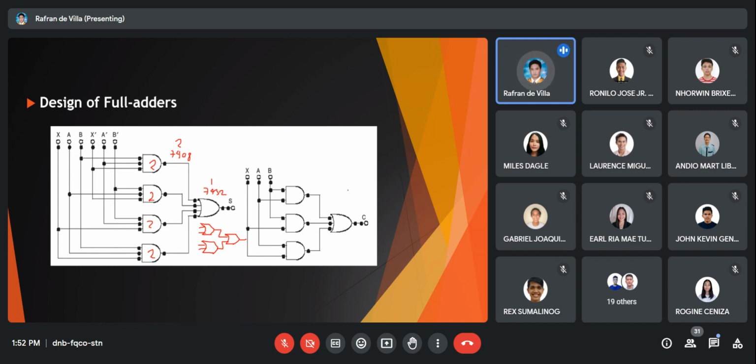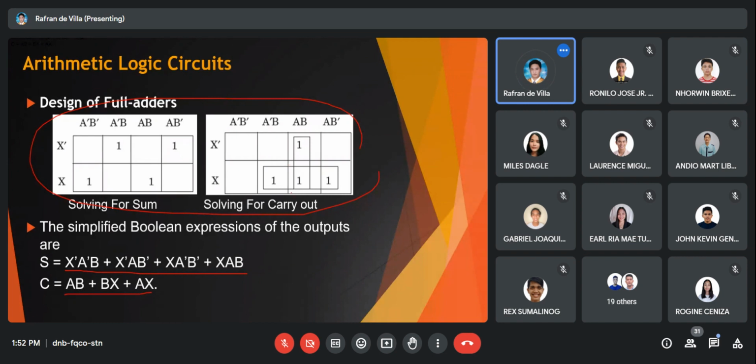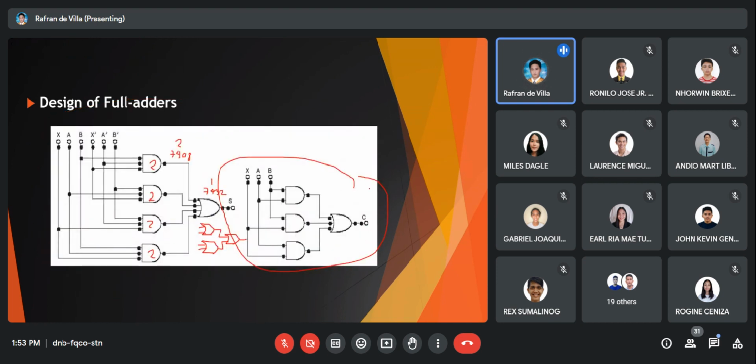As with this one, as you can see, this is our minimum SOP based on K mapping. Since there are only two ones in each group, we are able to create three product terms for our expression. So, this is the result, guys.